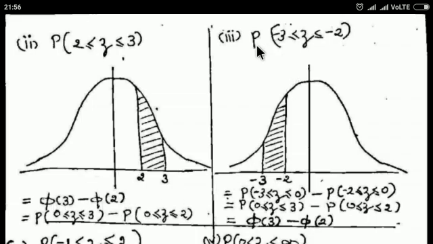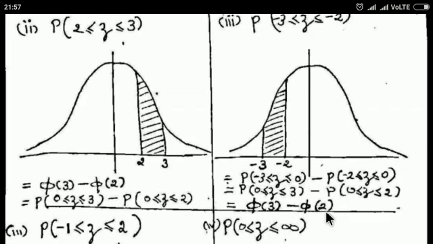Let's look at this. Probability of z lying between minus 3 and minus 2. So this is minus 3, this is minus 2. I need not worry about the right hand side of the curve. We will just see the left side of 0 here. So I can write it as probability of z lying between 0 to minus 3 minus probability of z lying between 0 to minus 2. Why I am using this minus is, I don't want this unshaded portion. So this can be written as probability of z lying between 0 to 3, because magnitude wise it does not affect, minus probability of z lying between 0 to 2. So it is again the same as saying phi of 3 minus phi of 2.